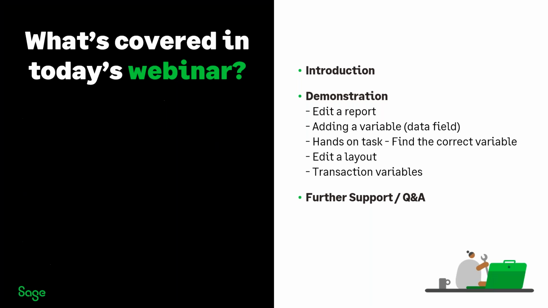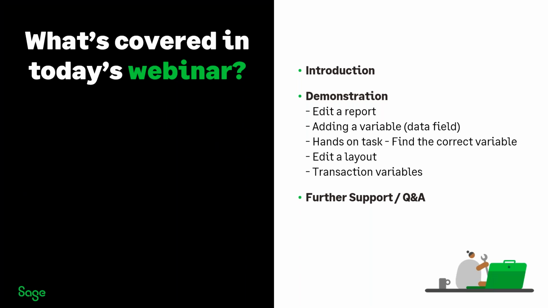Right, this is what we're going to be covering in today's session, though. So a brief introduction to tables and variables. We'll then run through a demonstration, so looking at editing a report, adding a variable, or what's often referred to as a data field. Got a hands-on task for you, helping you to find the correct variable. How do you go about doing that?